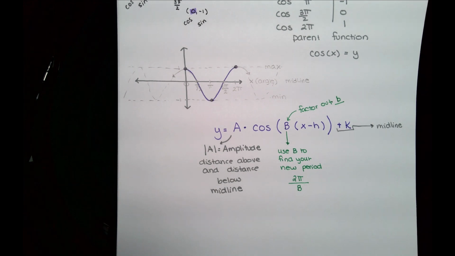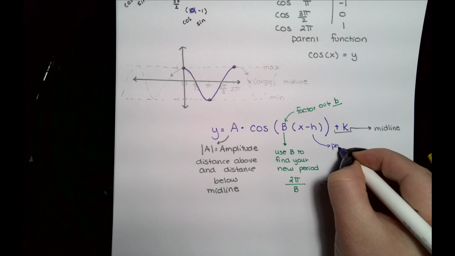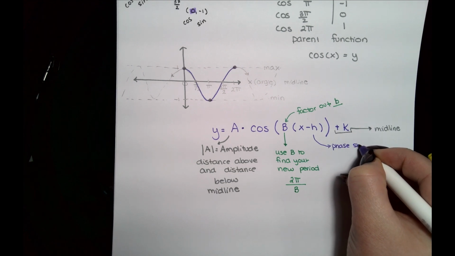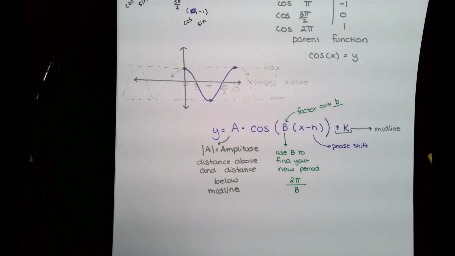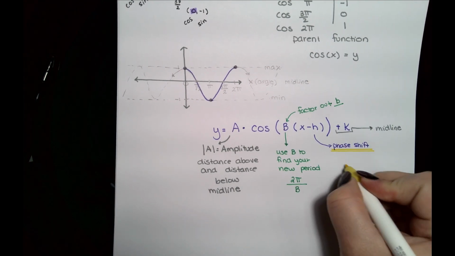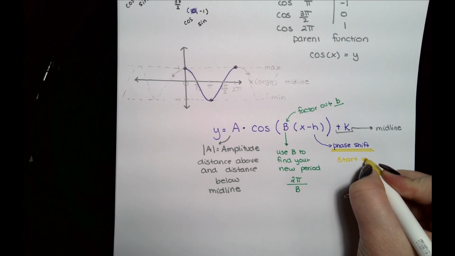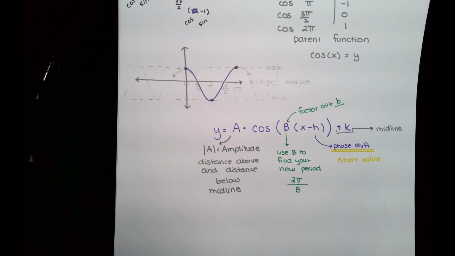Now your h value, after you factor out, is called your phase shift. It's our start value. Remember, h is opposite of what you see.